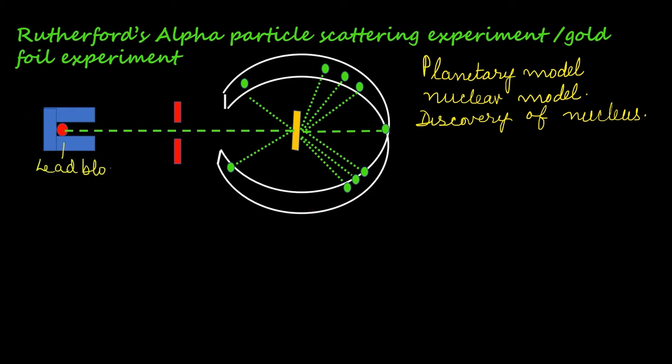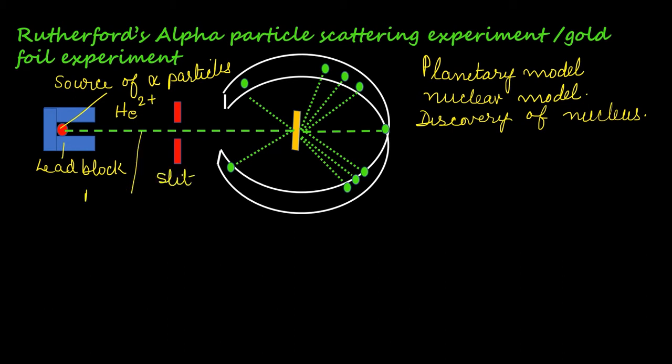This is the lead block which contains the radioactive material which is the source of alpha particles. Alpha particles are nothing but helium ions. They are heavier than hydrogen ions. This is a slit. Beam of alpha particles are produced from the source of alpha particles. This is thin gold foil. It is so thin that it contains only a few layers of atom. The slit allows only a beam of alpha particles to pass through it and strike the gold foil.